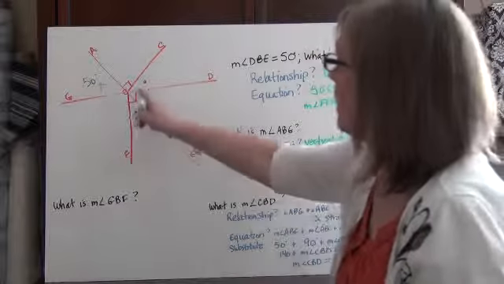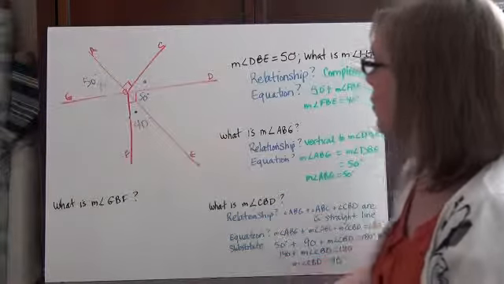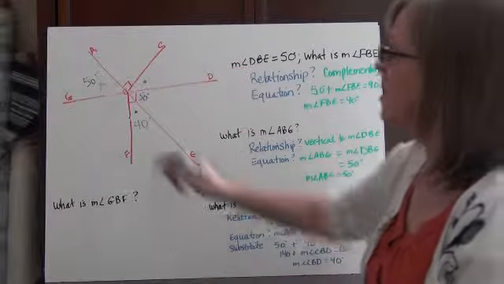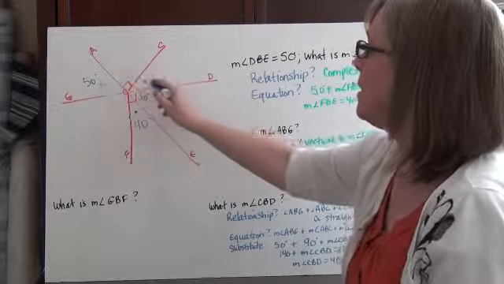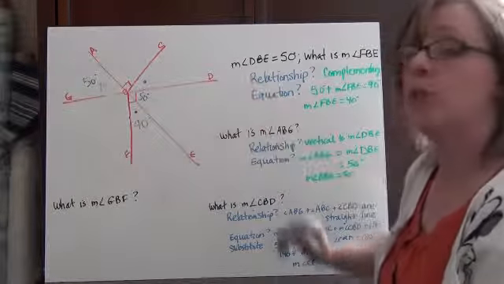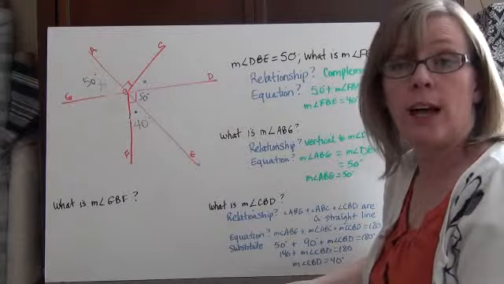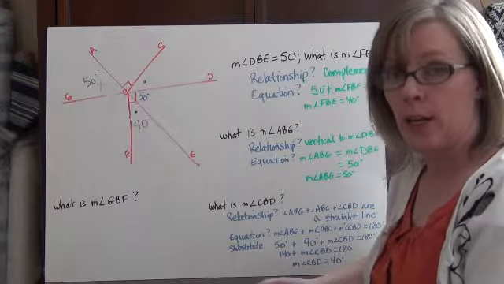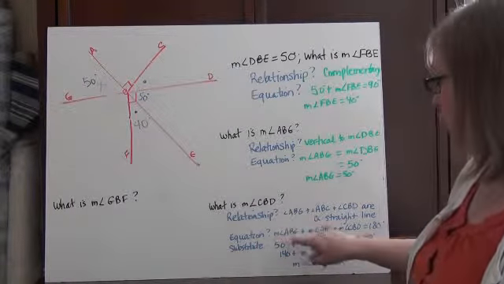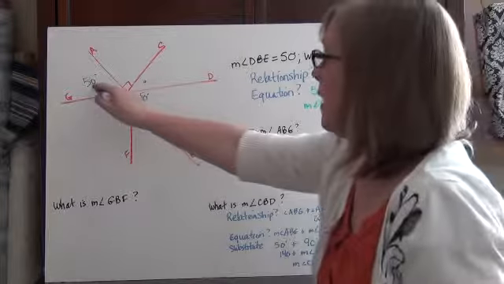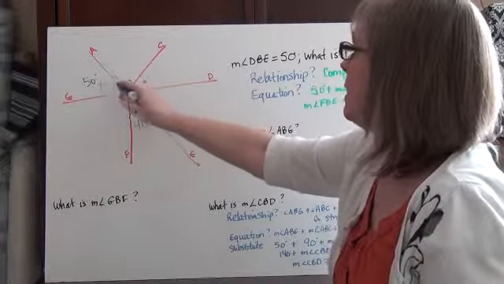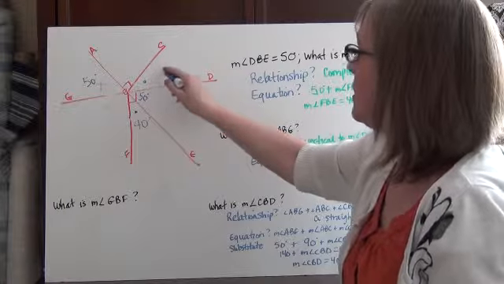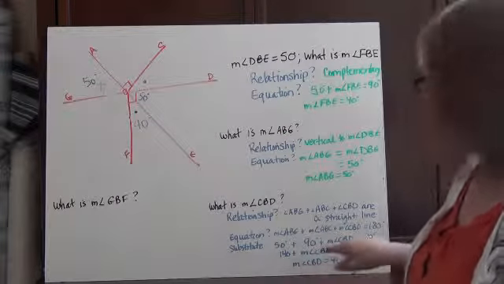Well, it's not vertical to anything because there's no straight line connecting over here. But I do notice that this angle and this angle are all making up a straight line. And I know that a straight line always equals 180 degrees. So my equation in this case would be ABG plus ABC plus CBD equals 180.